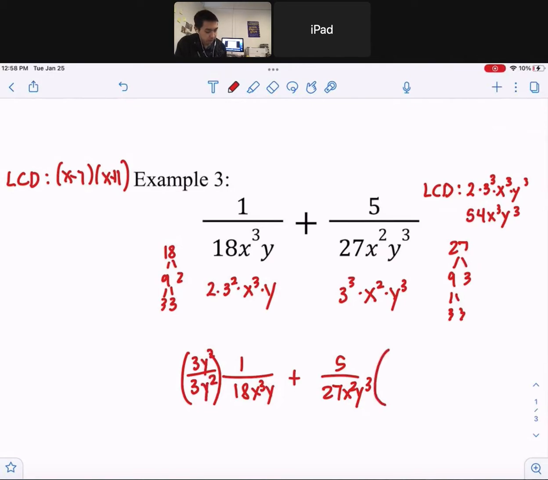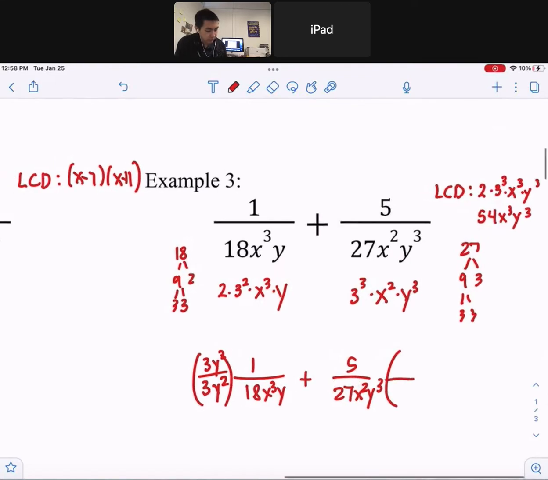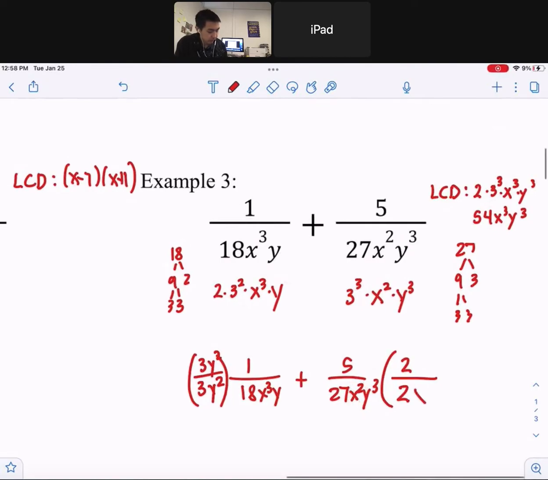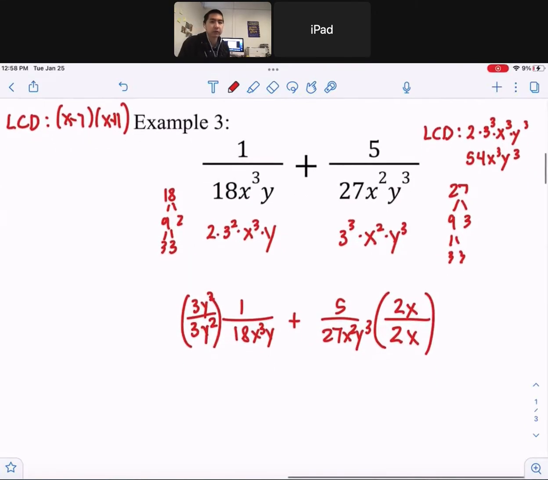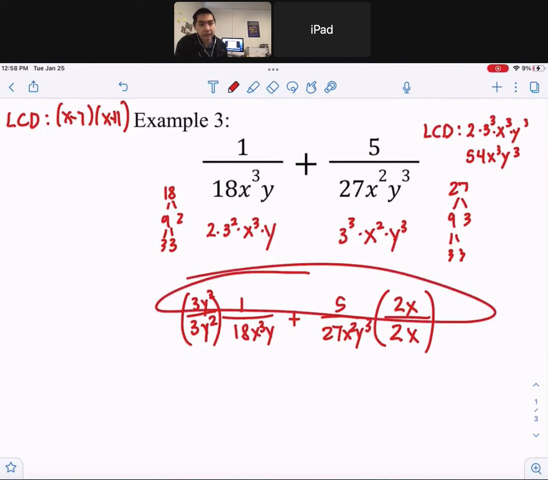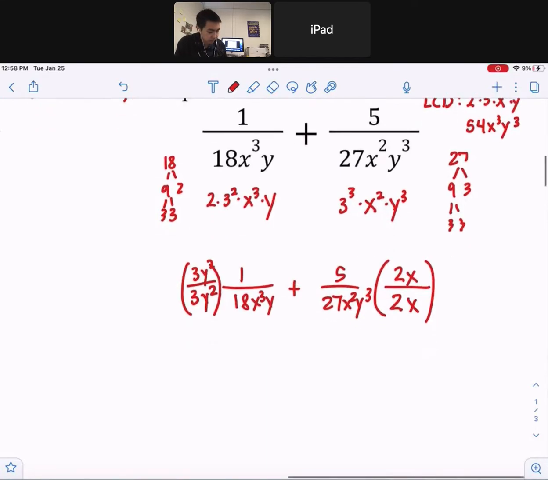Okay, this one. 27 times what will give you 54? We need to multiply top and bottom by 2. We need to match up the x's, so we need to multiply top and bottom by x to make this x to the third. The y to the thirds are the same. So we need to multiply that one, top and bottom, by 2x. And again, we're doing this because then it will enable us to add up the numerators. So all of this is over 54 x to the third y to the third.